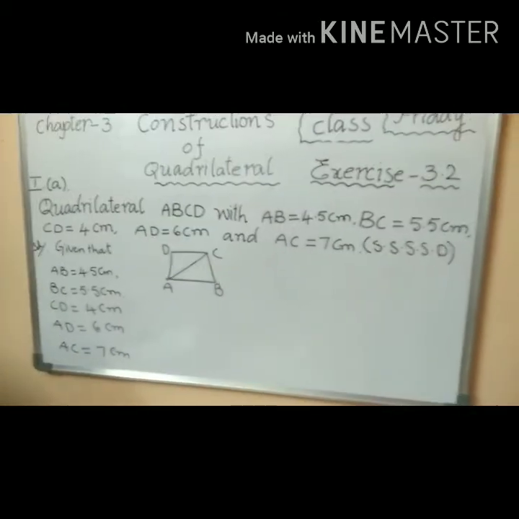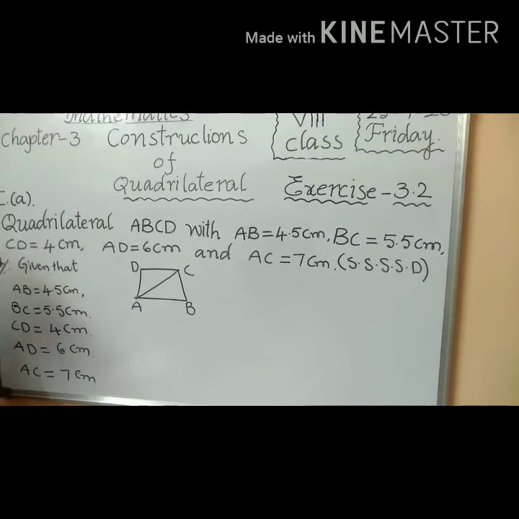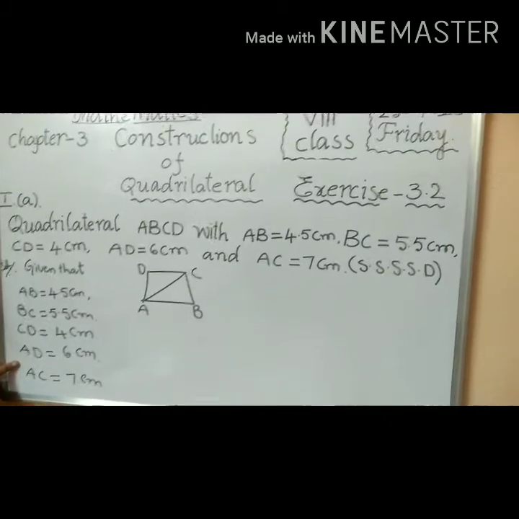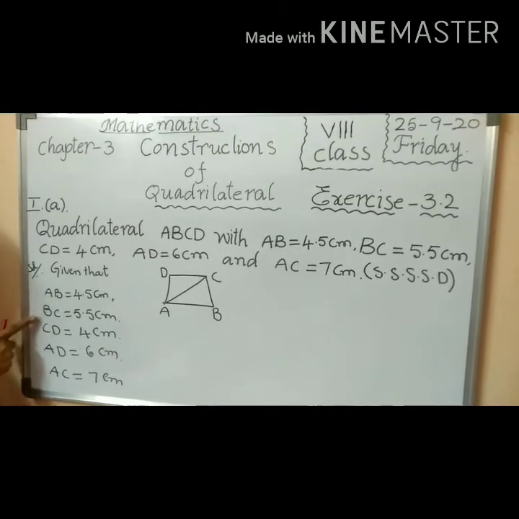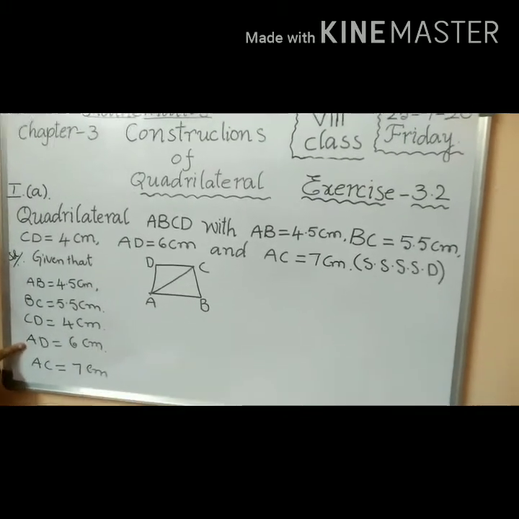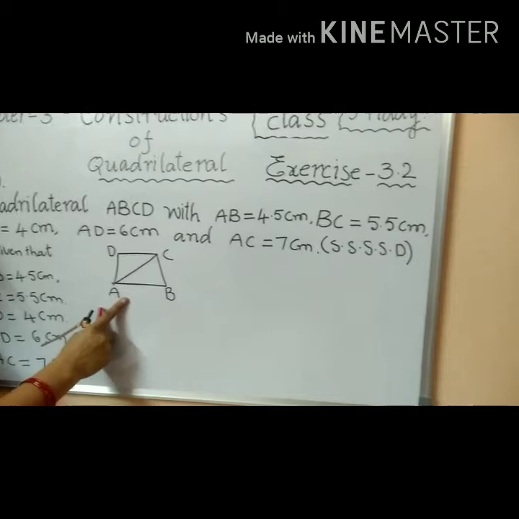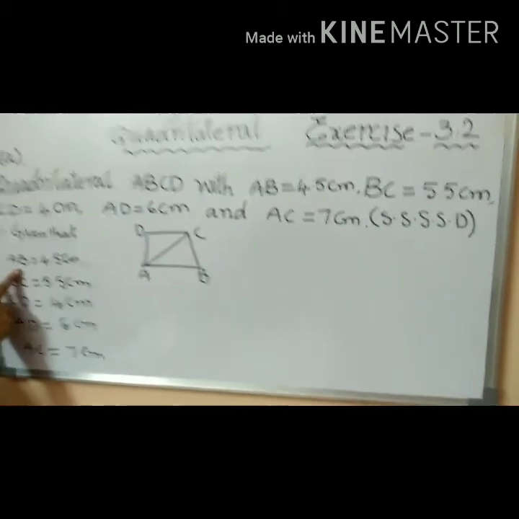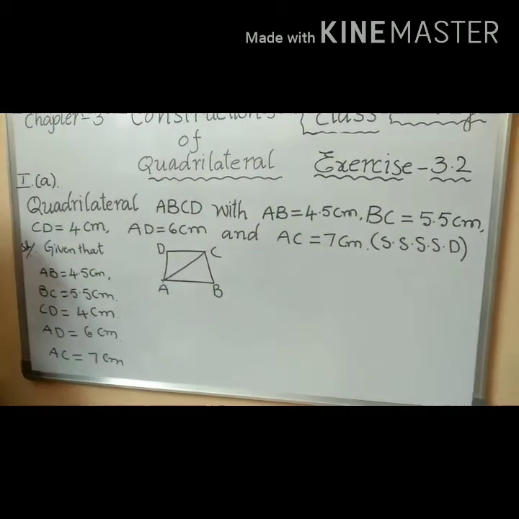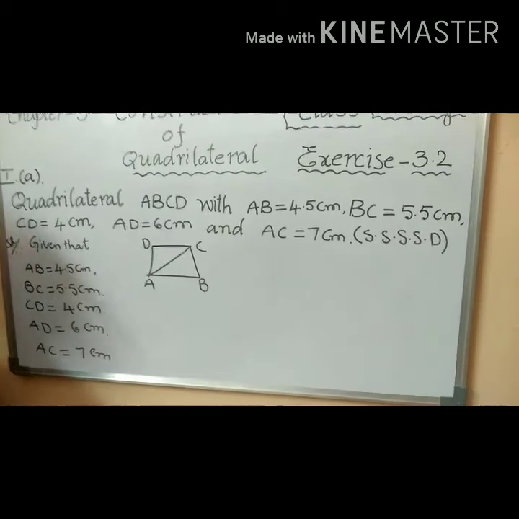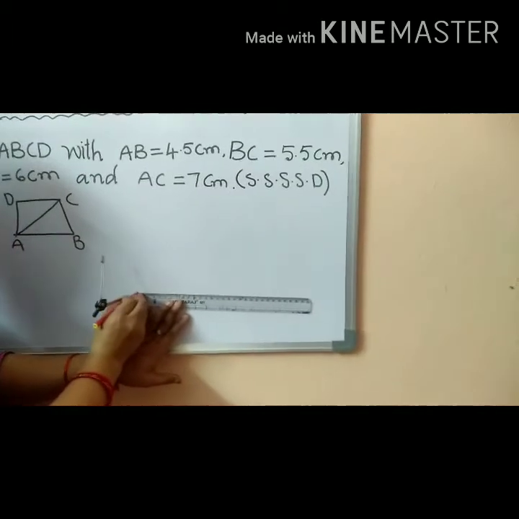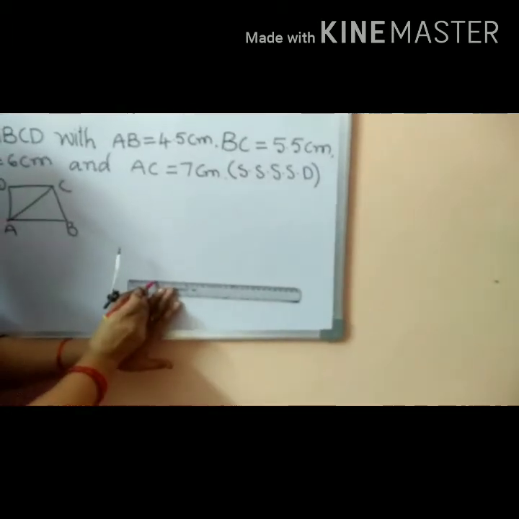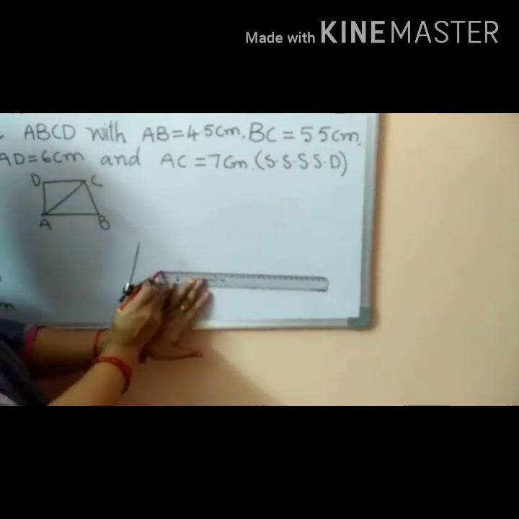First you have to take the scale. Here 4 sides are given. Which side do you have to take as the base? Here AB, BC, CD and AD are there. In the rough sketch, we take AB as the base. So now draw the line segment AB, 4.5 centimeters, with the help of the scale. You take 0 to 4.5 centimeters.